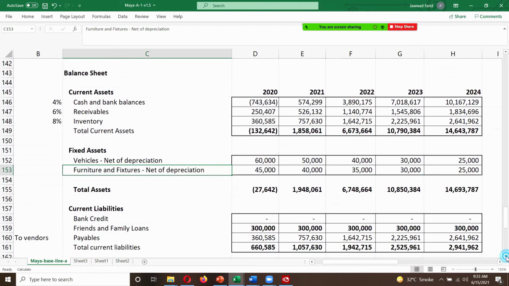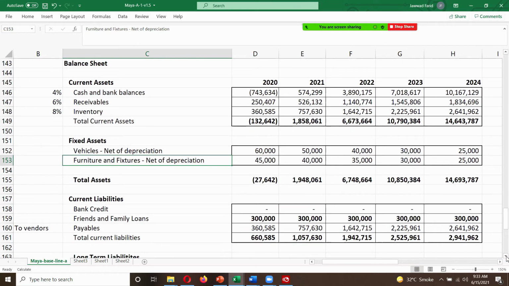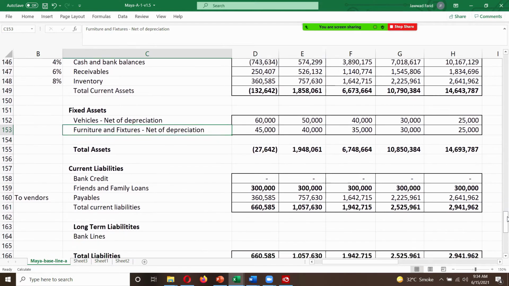So that's there. Then on the liability side, this is stuff that you need to pay back in the current accounting year. So the first is bank credit, second is friend and family loans, third is stuff that you owe to vendors, so payments that you need to make to vendors. Receivable is payments that people owe you. So your cash consolidator, your payment consolidator, your card consolidator, your customers owe you a certain amount. Payables is stuff that you owe to your vendors, payments that you need to make. And that makes up current liabilities.